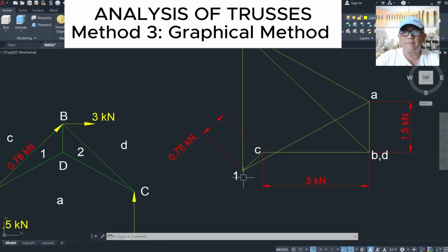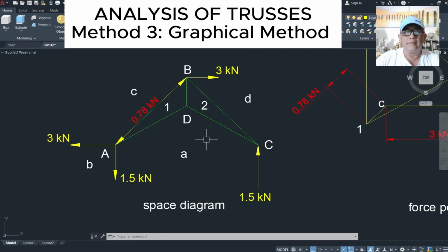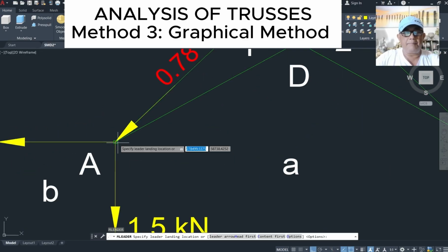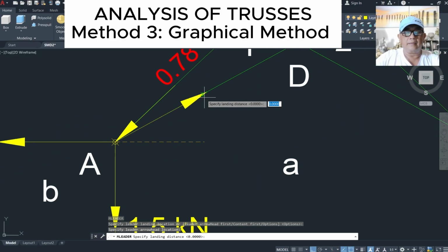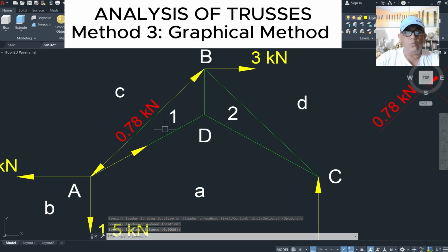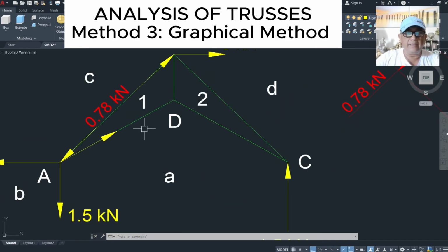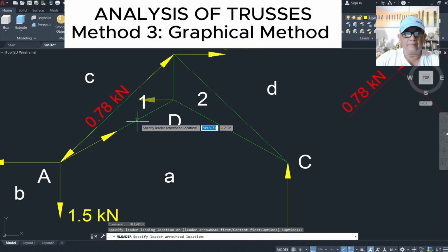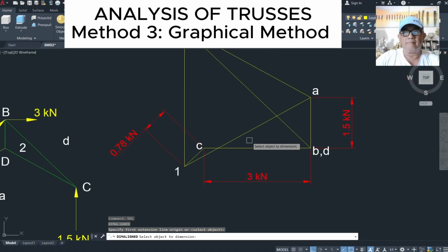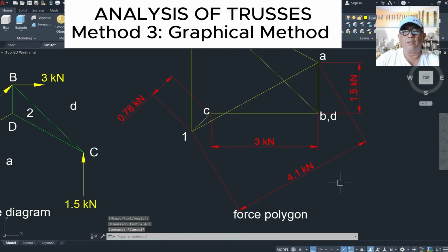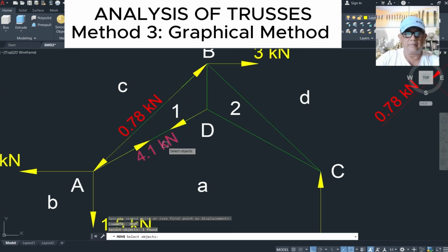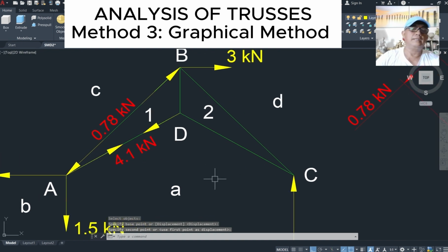Remember AD, you consider point A, it is read as 1A. 1A is from the left upward to the right. So from here, it goes to the right. At point D, it is read as A1. A1 going down to the left. And how much is this? That's 4.1 kilonewtons.